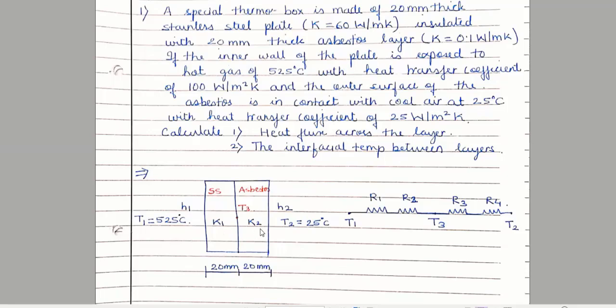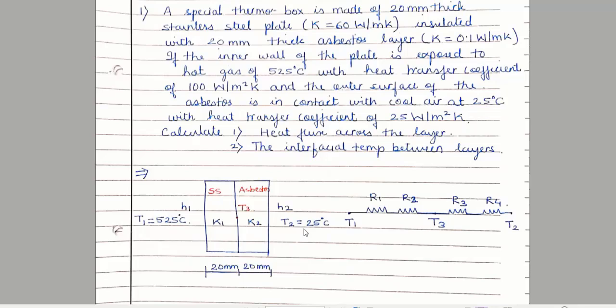K1 and K2, these values are given. Okay, now what else is given? The inner wall of the plate is exposed to a hot gas, so you can assume that it is exposed to a hot gas. The temperature is T1. How much is the temperature? 525 degrees. While this asbestos, the outer layer, is exposed to a surrounding condition.